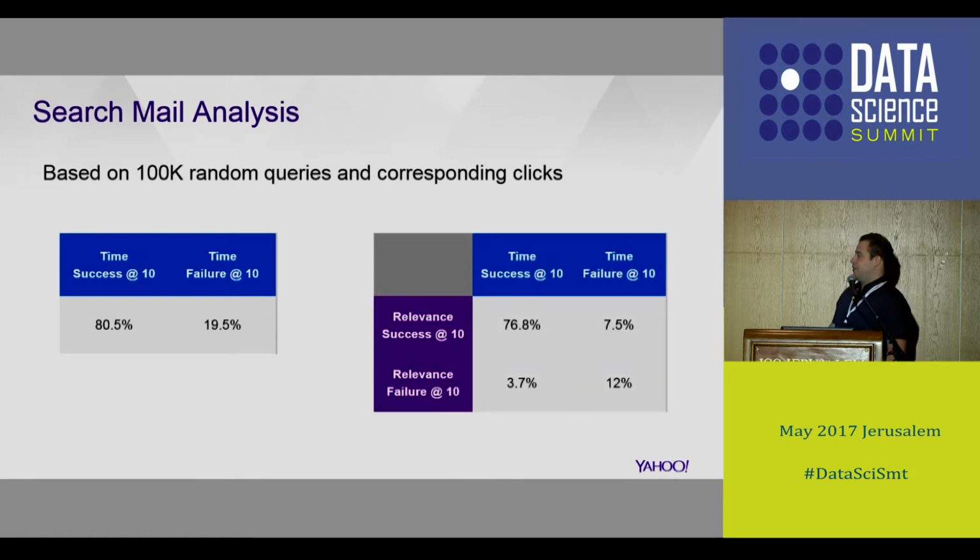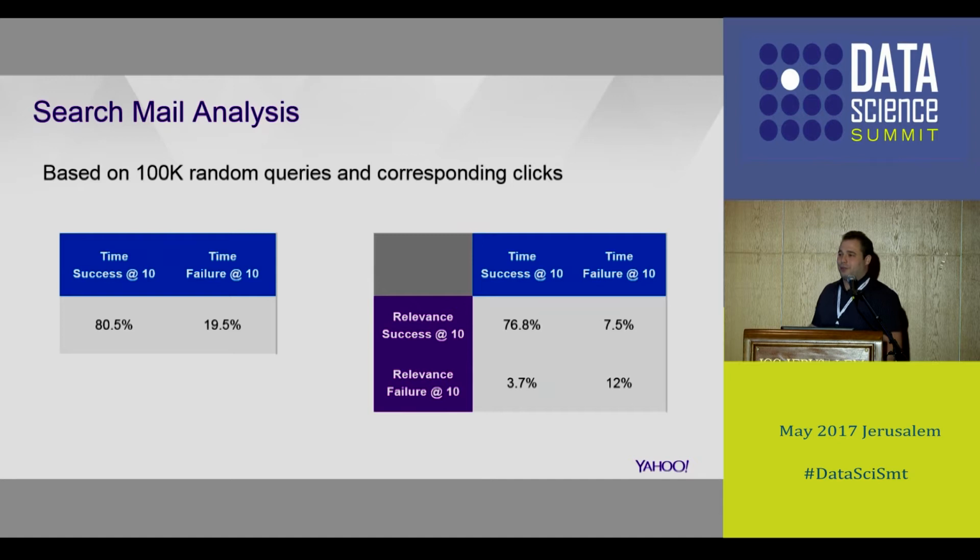So this produces 4 options. The upper left quadrant is when both time and relevance produced a result list such that the click was high in the list. And the bottom right, 12% was when both of them basically failed. But what's interesting here is the 7.5% we see where the relevance was successful, meaning that when the results were sorted by relevance, the click was in the first 10 messages. But when you sort them by time, the click was somewhere lower.